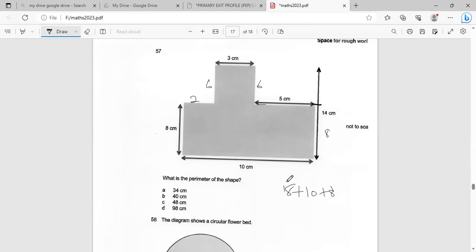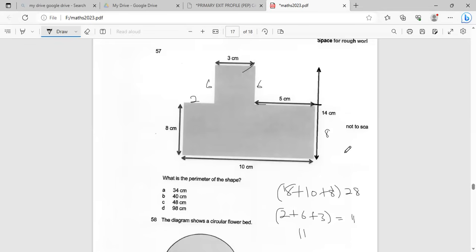Next, I'm going to do the rest, which is 2, 6, 3. So I have 2 plus 6 plus 3. And then I have 6 and 5, right? So this works out to 11. 2 and 6, 8. So this also works out to 11. 8 and 8, 16.